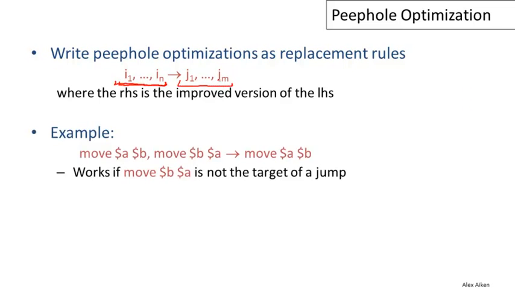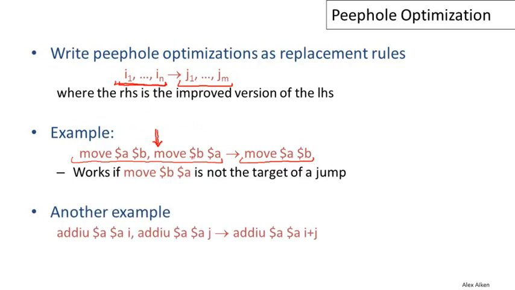So for example, if I have a move from register B to register A, and then a move back from register A to register B, well, the second move is useless, it can just be deleted, and so we can replace this 2 instruction sequence by a 1 instruction sequence. And this will work provided that there's no possible jump target here. So if there's no possibility that the code would ever jump to this instruction, then that instruction can be removed.